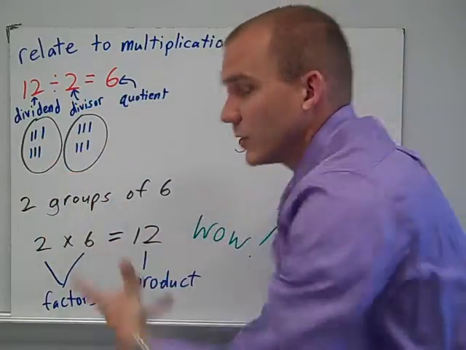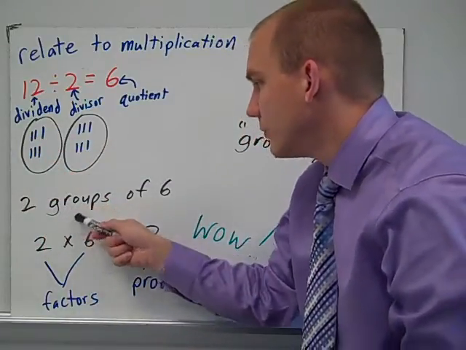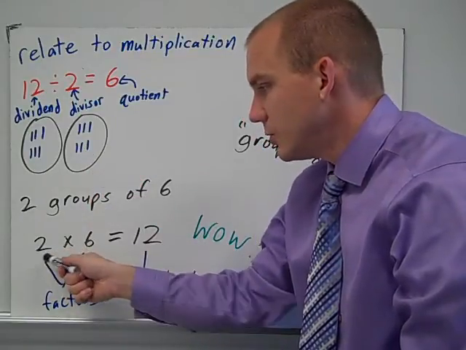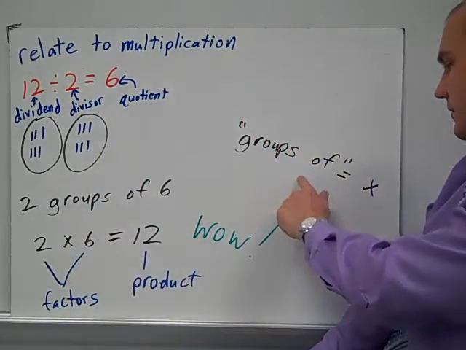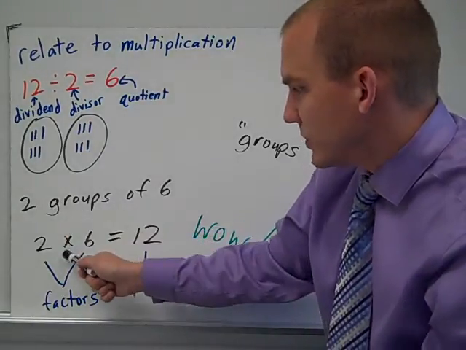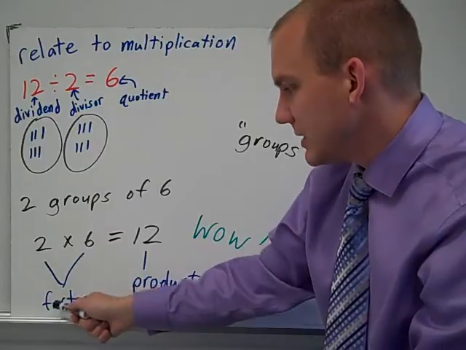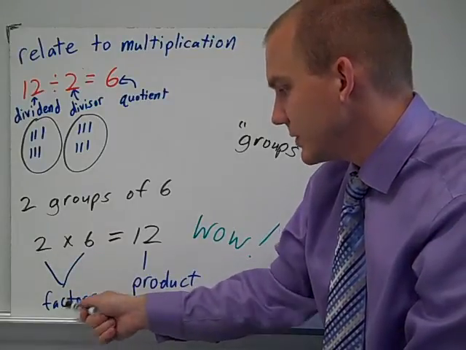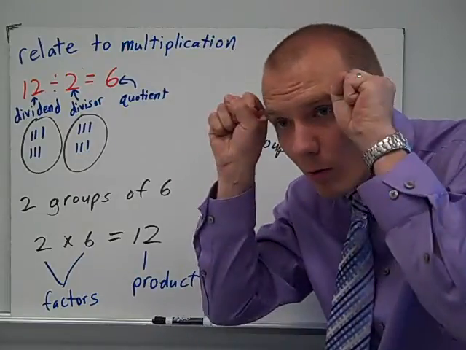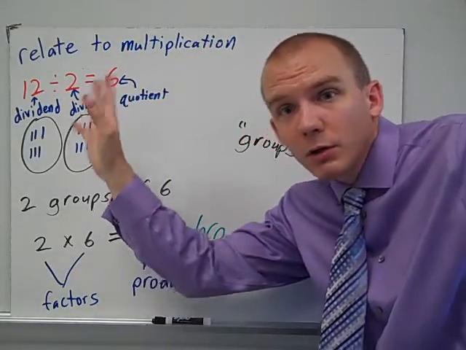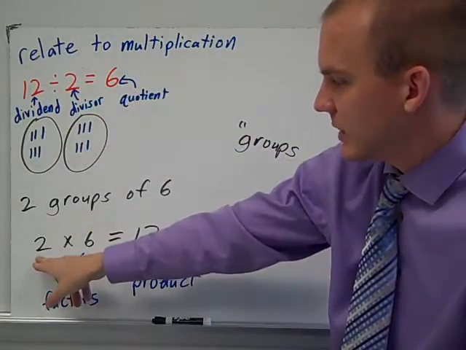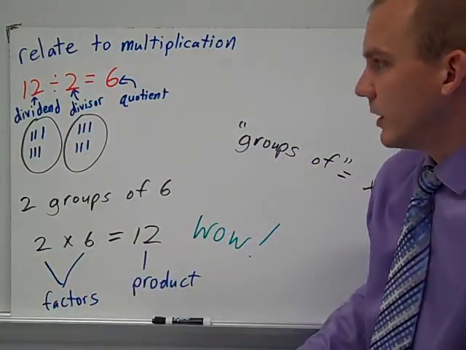So now let's switch it around. 2 groups of 6. Which is 2 times 6, because groups of equals multiplication. So I replace groups of with this multiplication symbol, 2 times 6. 2 and 6 become our factors. 12 becomes our product. We go from 12 divided by 2 equals 6 is the same thing as saying 2 times 6 equals 12.